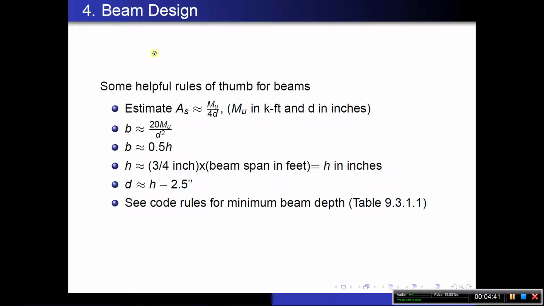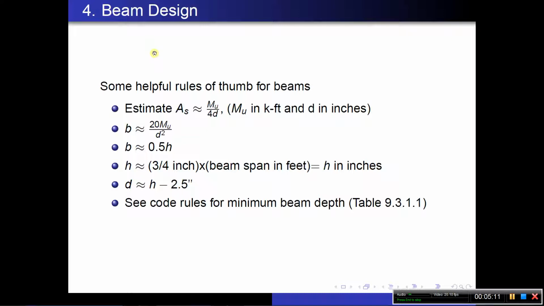Now, overall, when you are designing a beam, one of the challenges is deciding how big the beam is, how much steel reinforcement that you need, and that can be a little bit of a difficulty because, as I mentioned at the beginning of our presentation, these beams are custom made. So you get to decide how big your beam is.